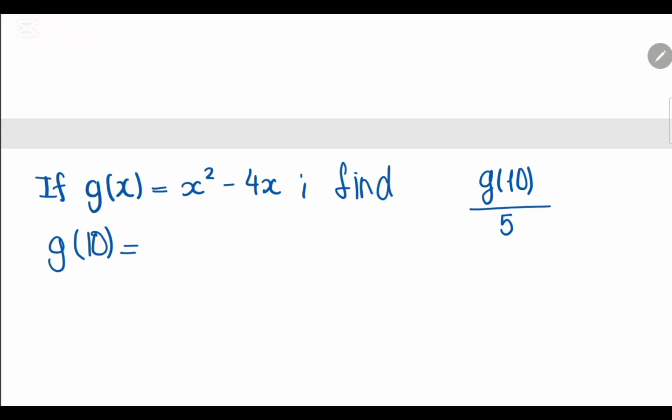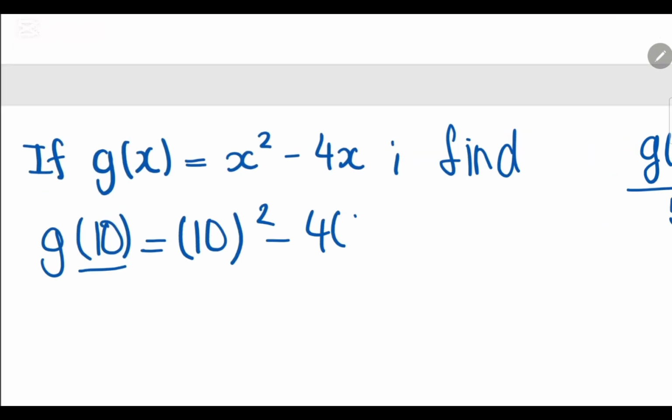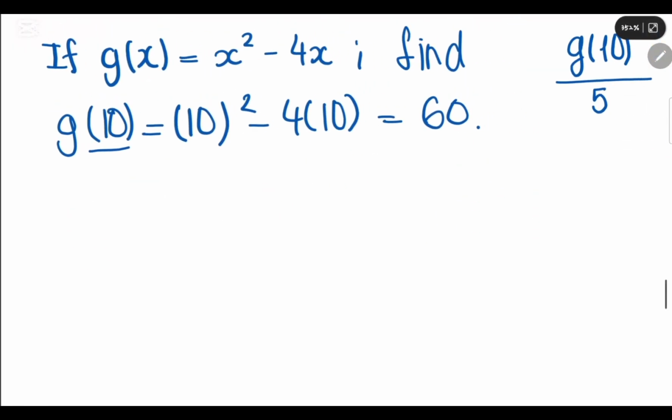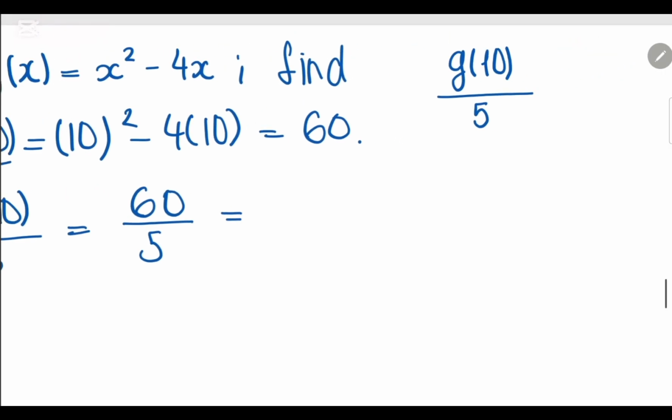Again, we plug in whatever is in the bracket as x. So in the bracket, it says 10. So you plug in 10: 10 squared minus 4 times 10, which is 60. And you have 5 there. So g of 10 over 5 equals 60 over 5, which obviously gives you 12.